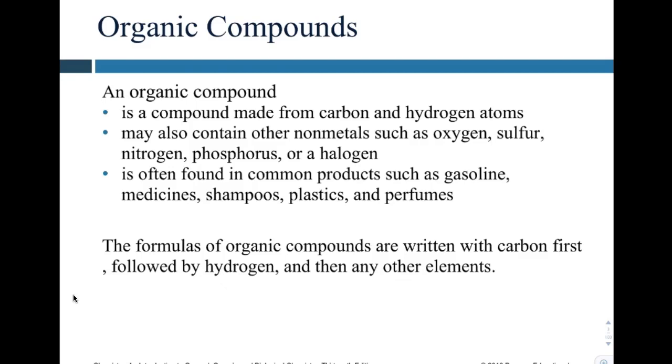When you write the formula of organic compounds, you always write carbon first, then hydrogen, then something else. So for example, you would write C, some number of carbons, some number of hydrogens, and then whatever other elements that you would want after that.